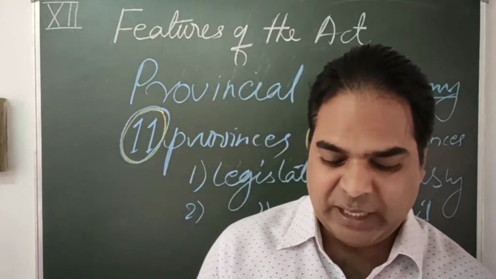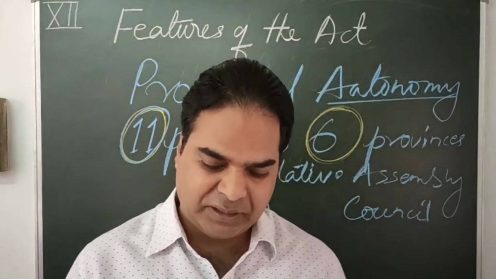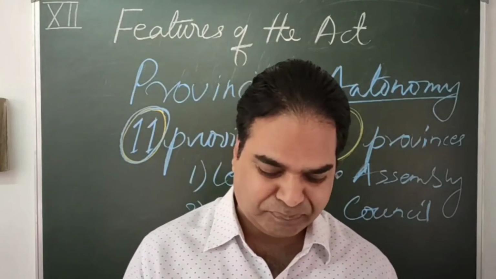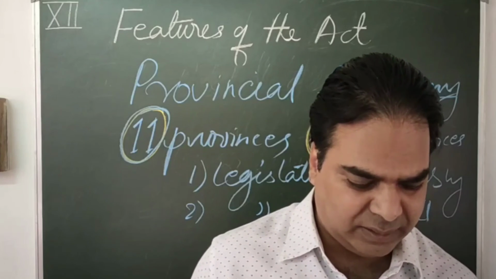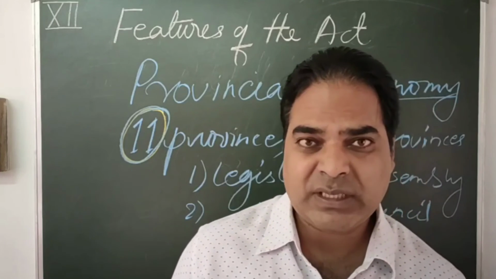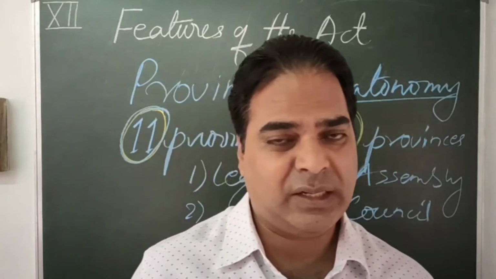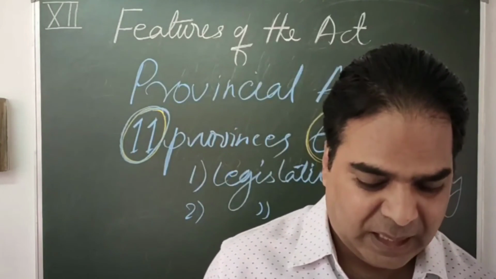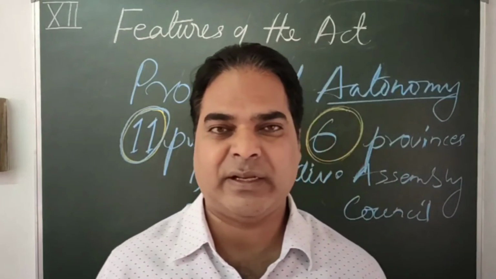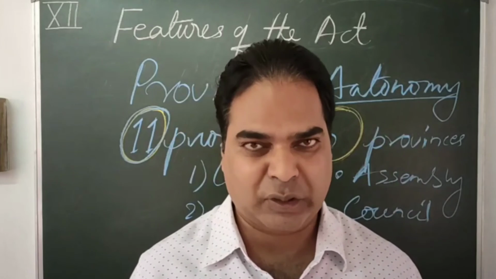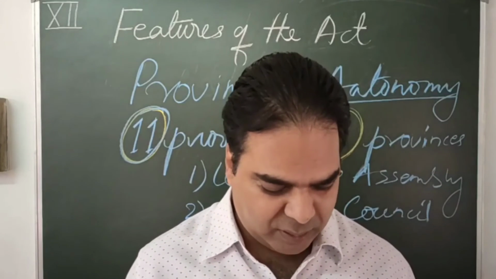So in the year 1937, election was conducted. How many provinces were there? 11 provinces. So the election was held in all the 11 provinces. The Muslim League, the Congress, everyone contested the election, and finally the mandate was given to the Congress.